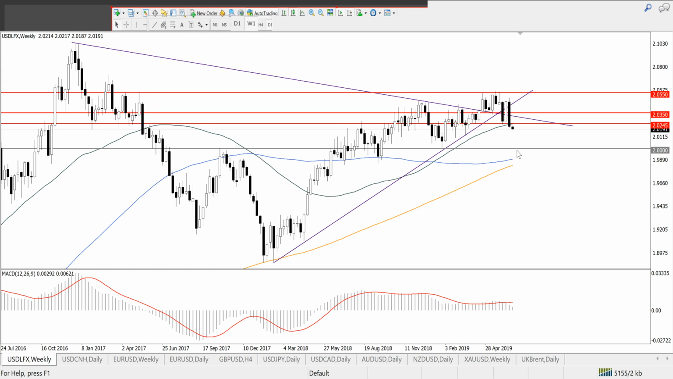It is necessary to point out that the USD weakened both versus the refuge currencies like the Japanese yen and the Swiss franc, and the commodity currencies like the Australian, the New Zealand and the Canadian dollar. The USD also suffered last week versus the euro and the British pound.